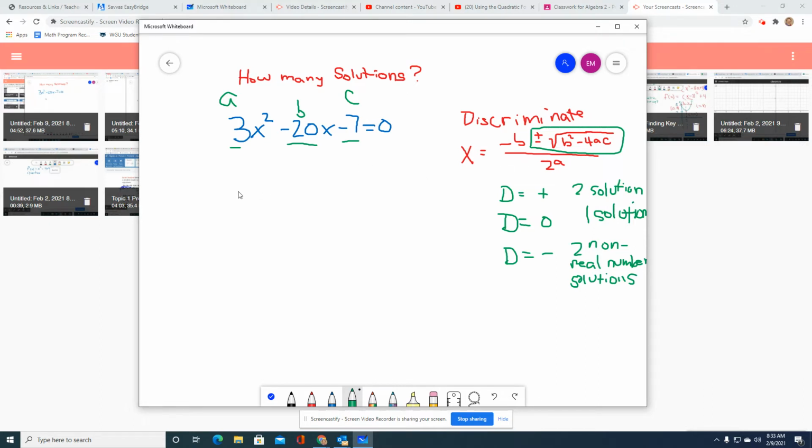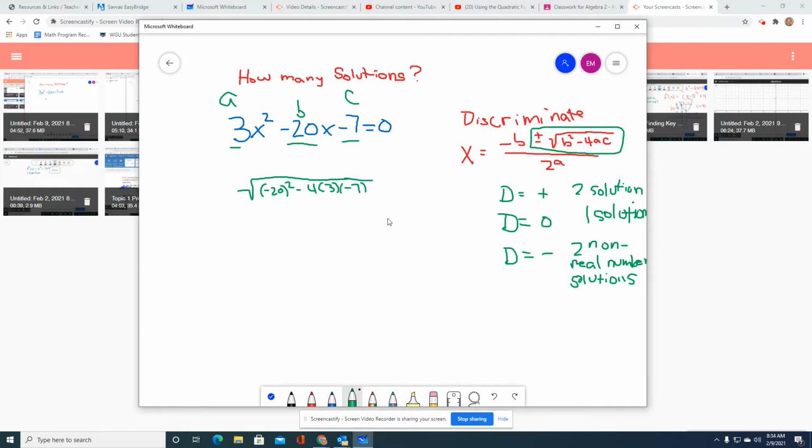So here we go. Now, you notice I'm not putting this equal to anything because the discriminant is not equal to anything. We are just checking. Is it positive? Is it 0? Is it negative? So our b squared is going to be negative 20 squared, minus 4 times our a value, which in this case is 3, times negative 7.